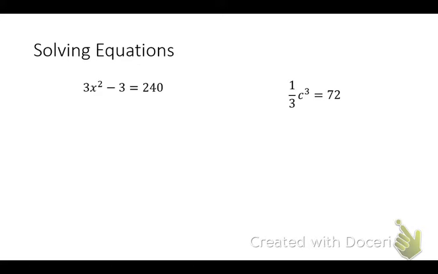This is our last slide. We have equations. We're going to take about 2 minutes to solve these equations, and then we'll go over the answers, and that'll be it. All right, here we go, guys. What did you do first? Add 3 to both sides. Did you guys do that? Yes. 3x squared equals 243.